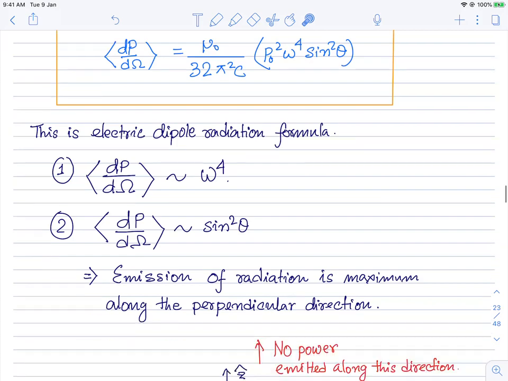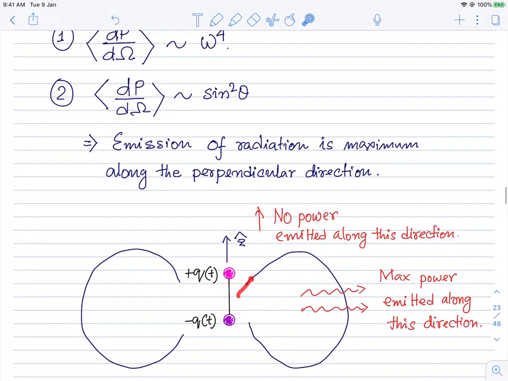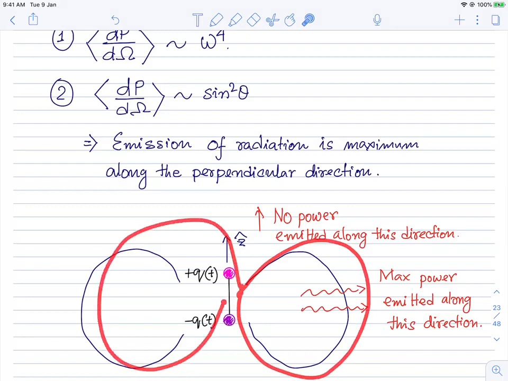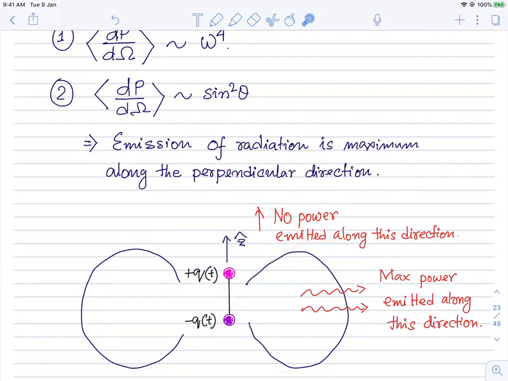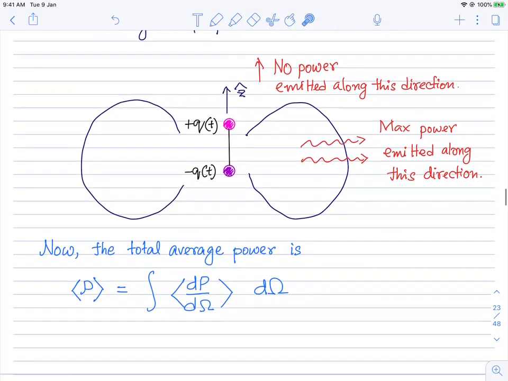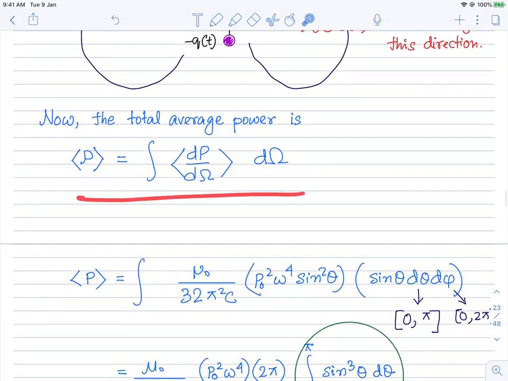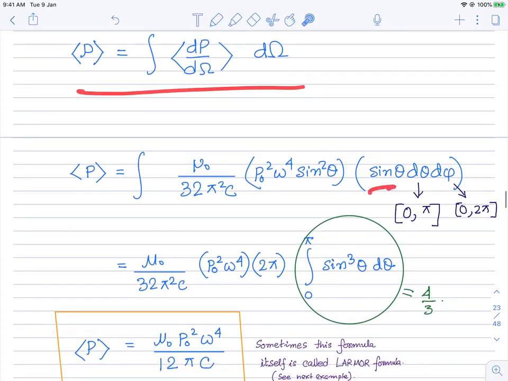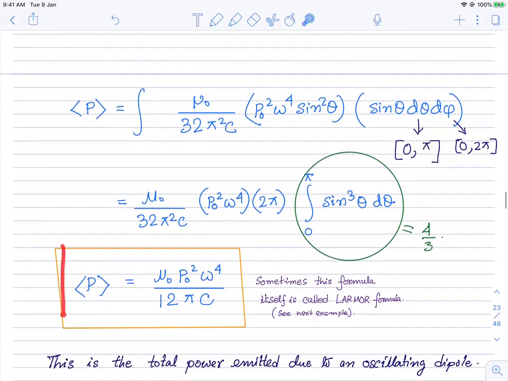Okay, so very good. If you do a polar plot, then this will be something like this. So if this is the z-axis and this is theta, the polar plot of sine square theta would look something like this. So maximum power is emitted in the perpendicular direction, and in the parallel direction, no power is emitted because of the theta dependence here. Very good. Now you can compute the total power, integrate it. So basically you have a sine theta from here, so you have a sine cube theta integral. The phi integral gives you a 2 pi factor, and then this is a very famous formula.